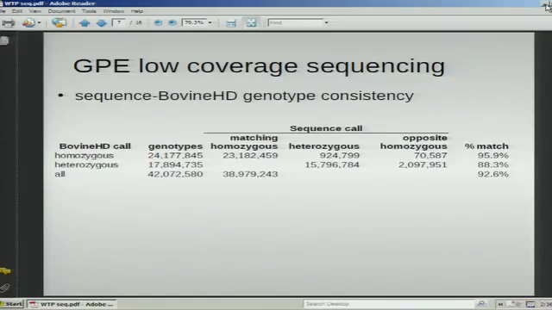Where we can make calls from sequence, we do get good agreement between the genotype we get from sequence and our genotype from the high density chip. Where we're missing most is on the heterozygous calls, where the reads covering a position may all be for one allele. So if we had more coverage, we would increase our chances of seeing the other allele, rather than making an incorrect homozygous call.